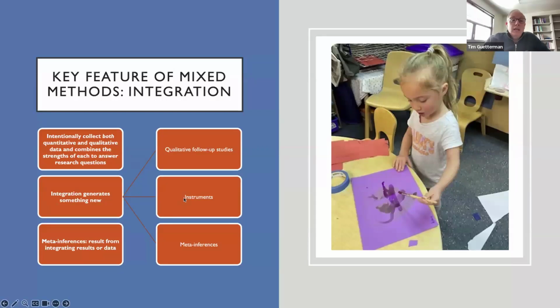Or something new could be instruments. So an example here is we start qualitatively and we're using those results in a very systematic way to develop or adapt a measure, a quantitative measure.